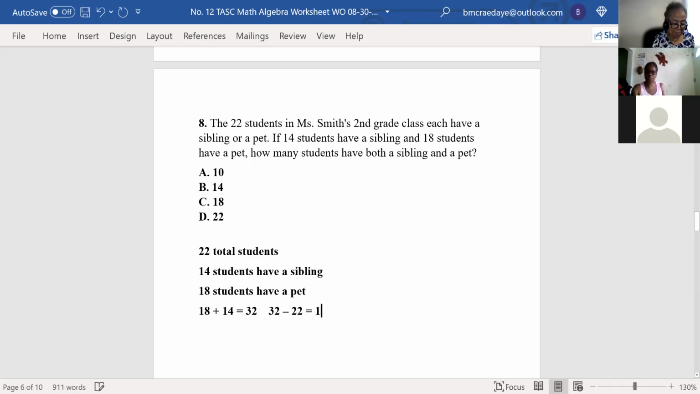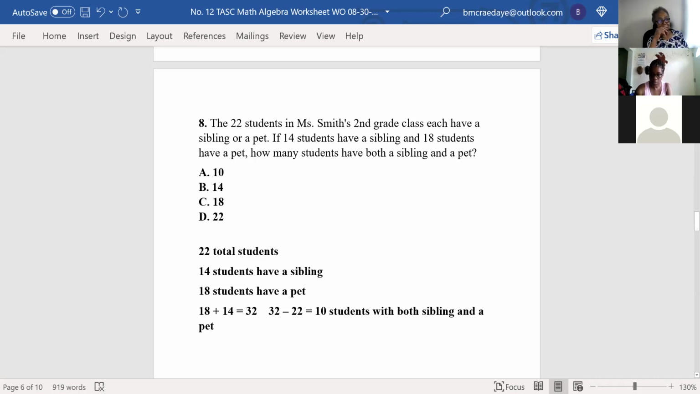10. So what does that represent? It represents students that have both. That's right, students with both a sibling and a pet.